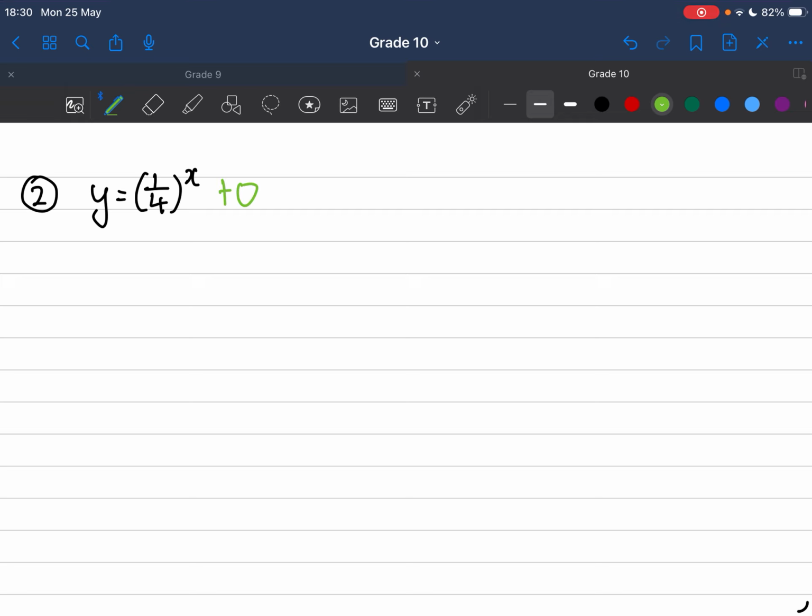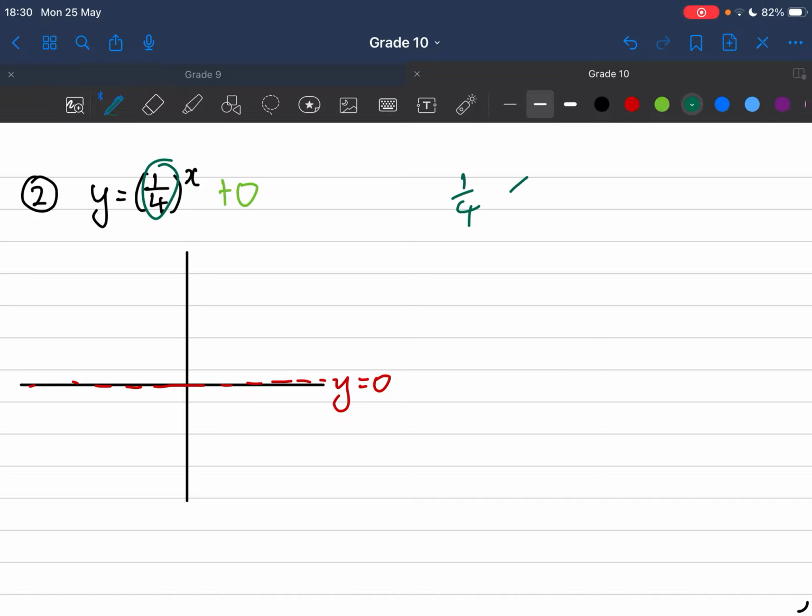Alright, now for the next one, this is a similar one. Again, we've got a plus 0, so not much is going to change. Okay, so that's fine. That means our asymptote is going to be over here, y is equal to 0. Now because this 1 over 4 is between 1 and 0, it's going to be a decreasing function. So let's draw a decreasing function over there.